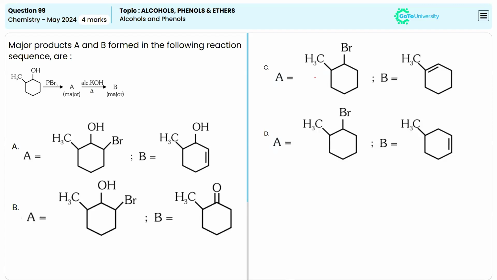Now, another equation we have here, that is the compound reacts with PBr3 and we are getting a major product A. That major product, again heating with alcoholic potassium hydroxide, produces some other major product B. So we have to identify the products A and B from this reaction. Okay, so first let us start from the first reaction.